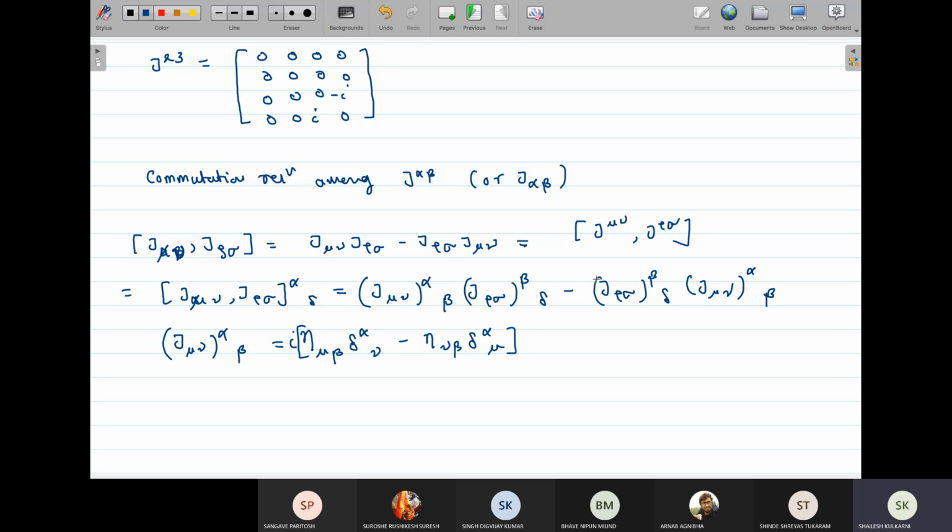But I have done it for upper rho sigma. Upper indices I have done everywhere for upper indices. I don't know why I'm bothering about lower indices. Let us see. So let us do it for upper indices. There is not much difference.